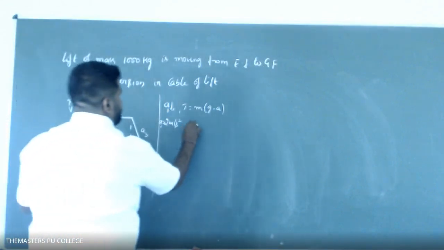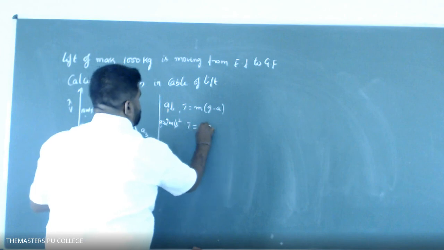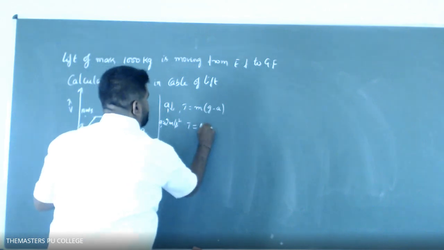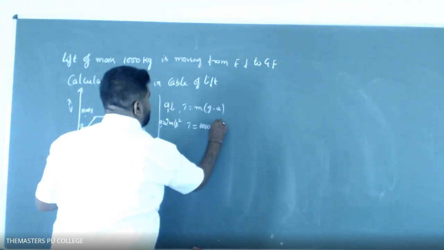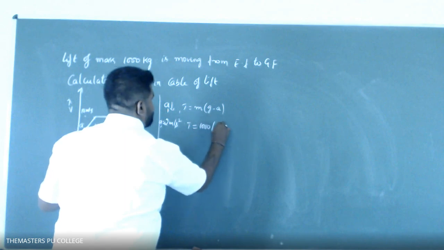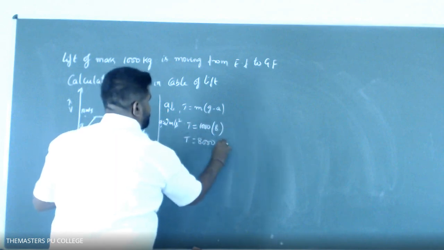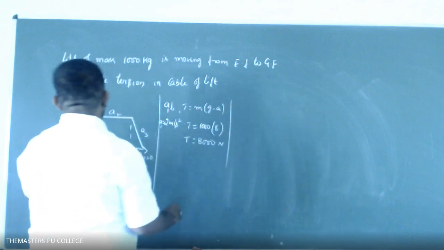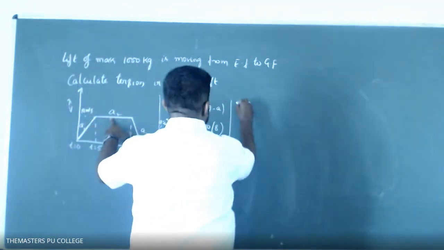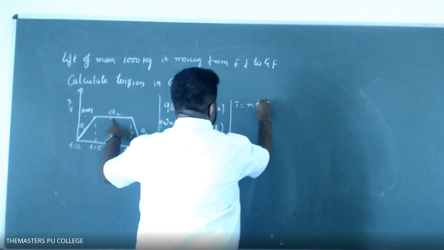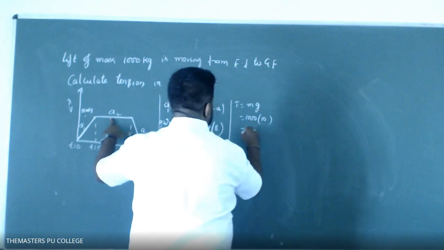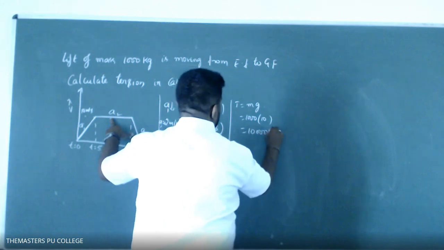Therefore, T is equal to m of g minus a, m is 1,000, into g minus a, which is 8. So the tension is 8,000. In this region, tension T is equal to mg. It is equal to 1,000 into 10, so that is equal to 10,000 Newton.